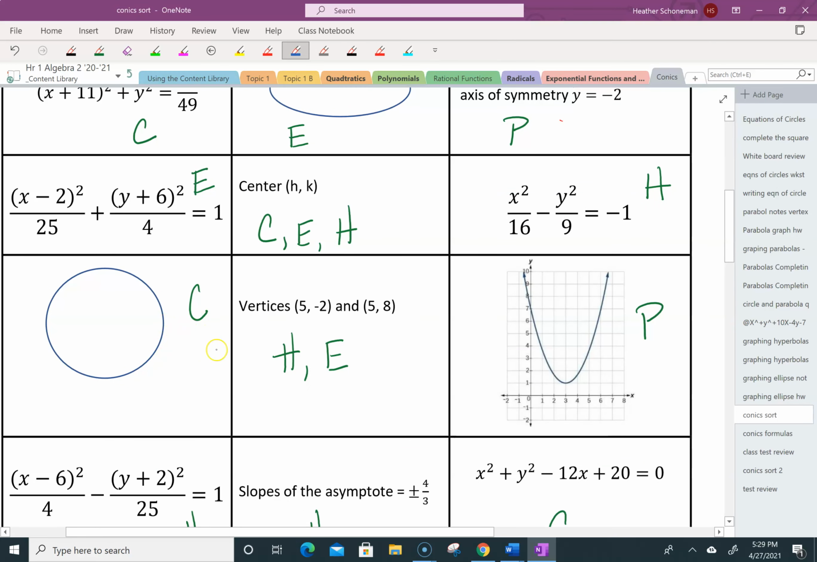Third row, first row, that's a circle. Vertices occur in a hyperbola, and they also occur in an ellipse. So there's two answers. If there's more than one answer on your test, you're going to have to write both of them to get full credit.